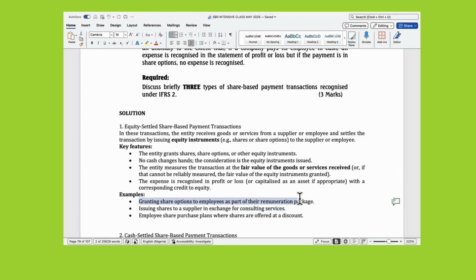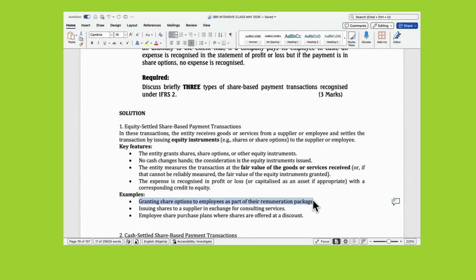This is the one you will find in your exam often. This is the one they always ask you. And that's a major example I need our eyes to be focused on, where an employer grants share options to an employee as part of the remuneration package. And that's the first type of share-based payment: equity settled share-based payment. That's the first type of share-based payment transactions.